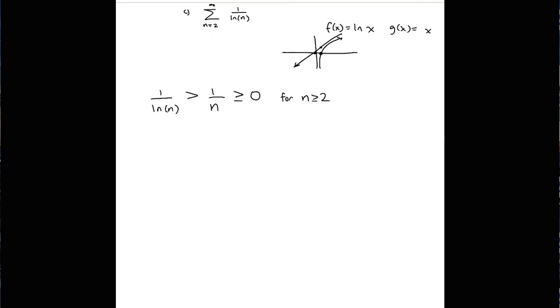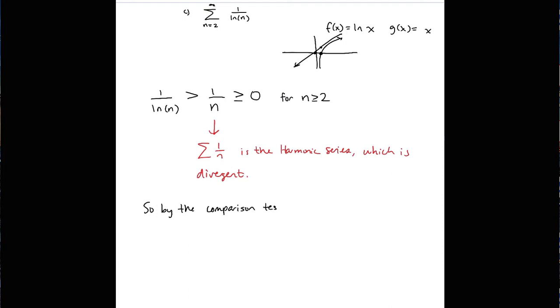Okay, and then what do we know about our known series? 1 over n. The series 1 over n is the harmonic series, which is divergent. Okay, so by the comparison test, our bigger series must also diverge.